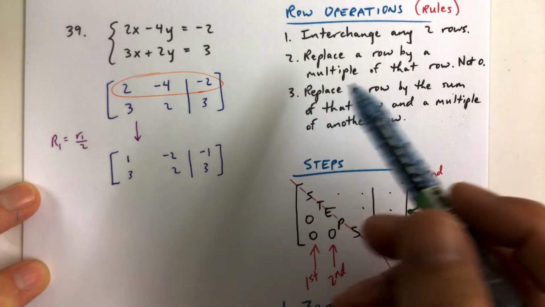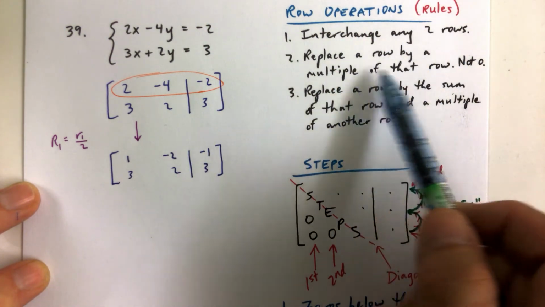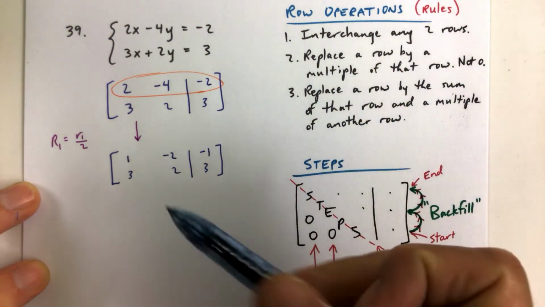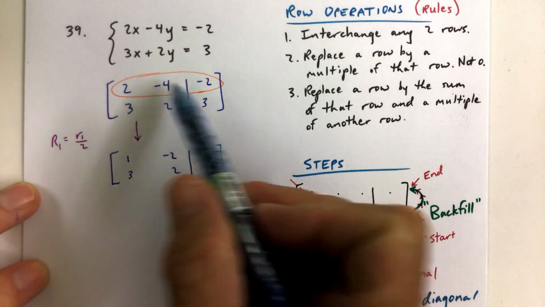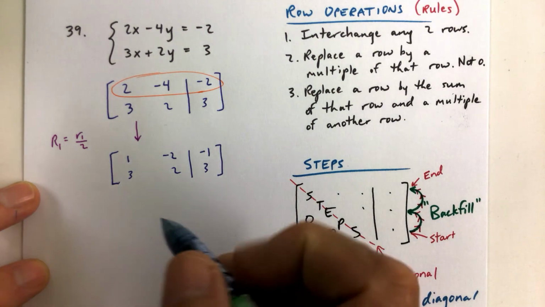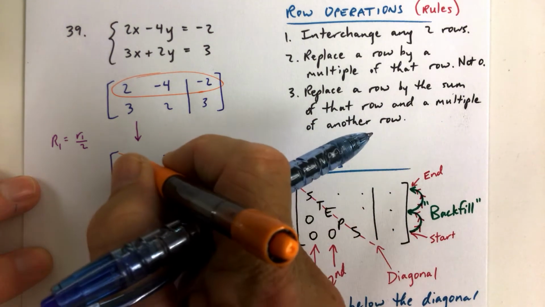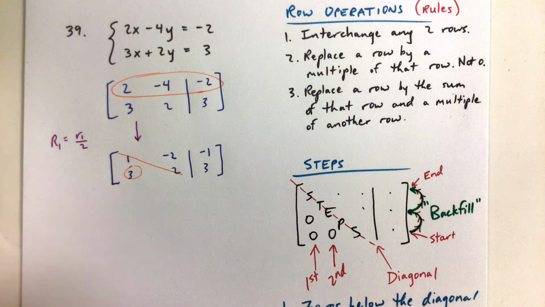We're allowed to interchange any two rows. We're allowed to replace a row by a multiple of that row, not 0. So that's exactly what we did. We multiply the row by 1/2, or we could think about that as dividing by 2. And then for the next thing we want to do, remember we have our diagonal. Our diagonal is right here. So all we need to do is get a 0 right there. How do we do that?